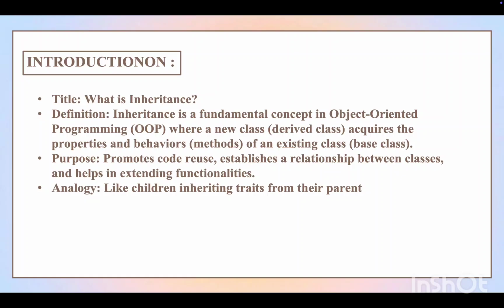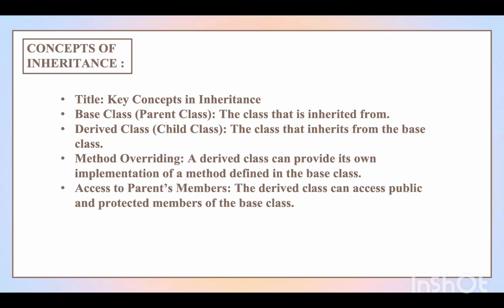Definition: Inheritance is a fundamental concept in object oriented programming where a new class acquires the properties and behaviors of an existing class. Purpose: promotes code reuse, establishes a relationship between classes, and helps in extending functionalities. Analogy: like children inheriting traits from their parent.